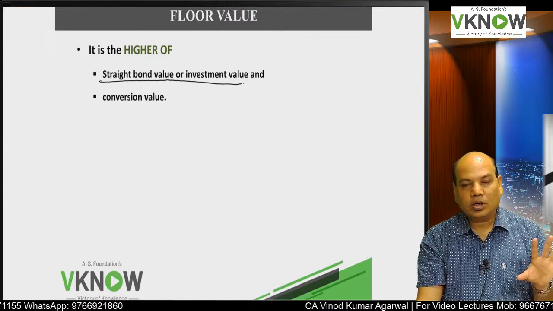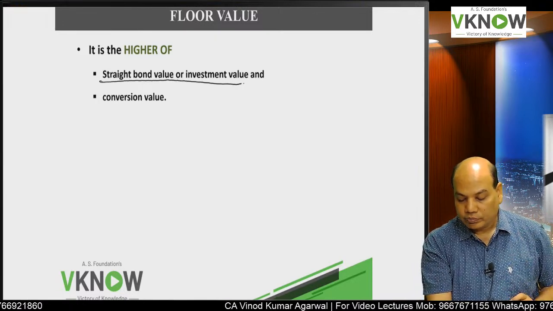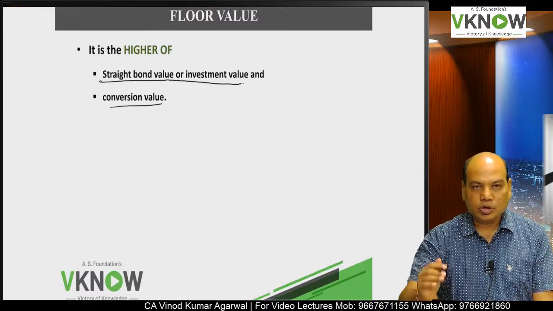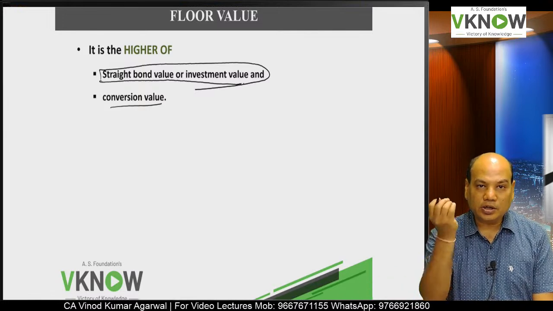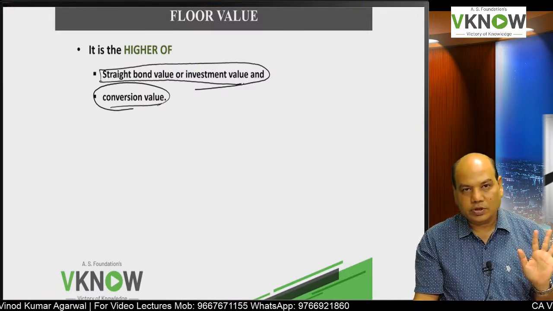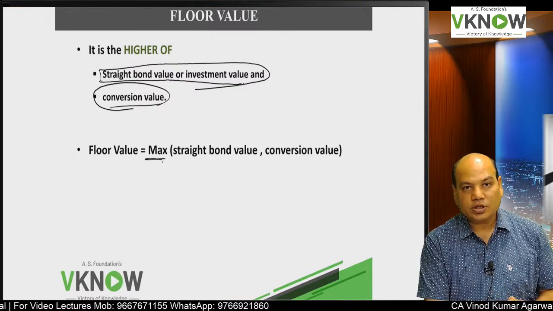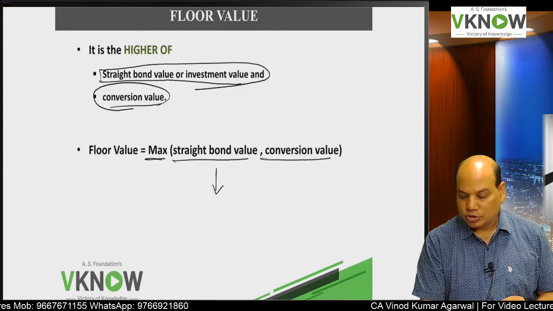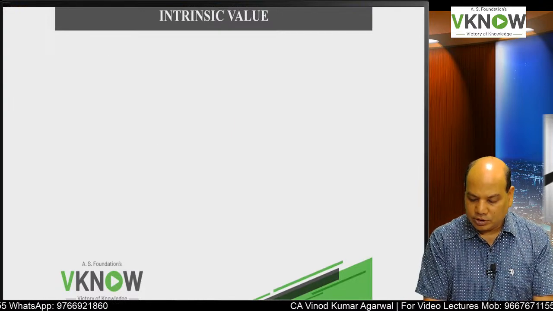because if everything goes wrong, at least you will get an amount equal to the present value of coupon and present value of redemption, or the conversion value, which means conversion ratio into market price. So the value of a convertible bond is the higher of the two. If the share price falls by a large extent, at least you will get the straight value of the bond, or if the share price is on a higher side, you will get an amount equal to conversion value. That is the floor value, the higher of the two. Mathematically, maximum of straight bond value or conversion value. Straight bond value means PV of coupon and redemption value. Conversion value means number of shares per debenture multiplied by market price per share.